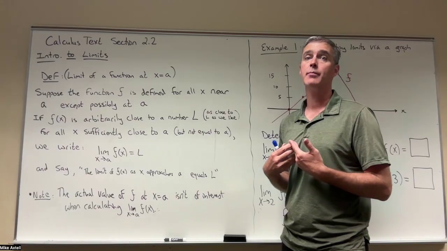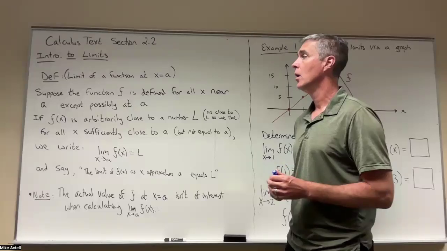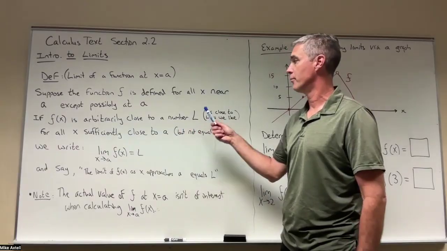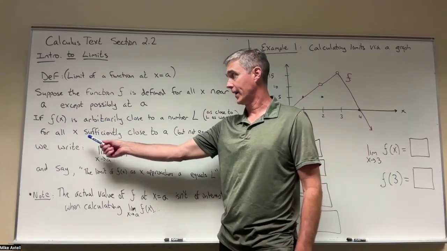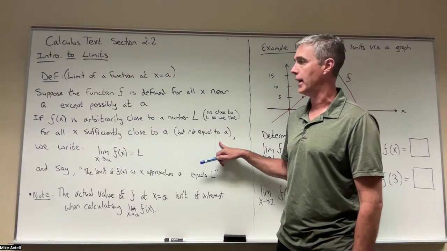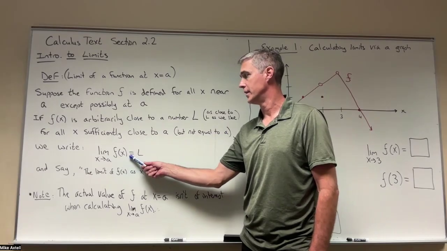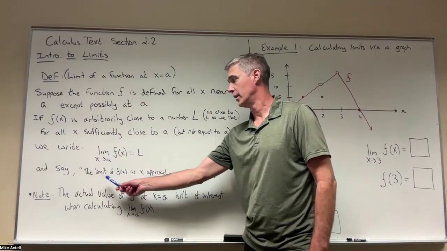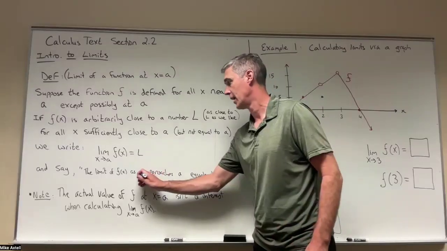So my function might not even be defined at this input a. Well, if f of x, our outputs, are arbitrarily close to a number L, which means as close to L as we could possibly like, for all inputs sufficiently close to a, but I'm not going to plug in a, then we write the limit as x approaches a of f of x is equal to L. We say the limit of f of x as x approaches a equals L.